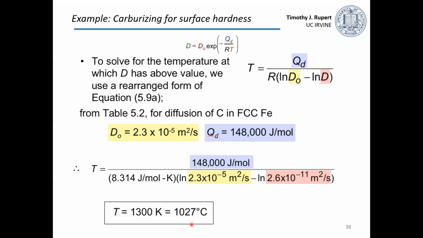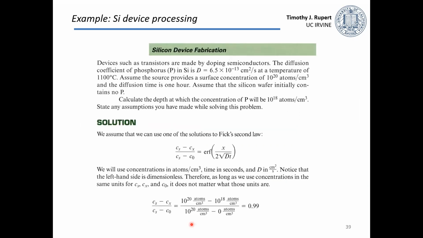So I'm just methodically working my way through these equations that we've introduced. Let's do another example, same type of equation. In this case, I'm talking about making a transistor. I want to diffuse phosphorus into silicon. And what I'm first doing is describing what the diffusivity is at a given temperature.